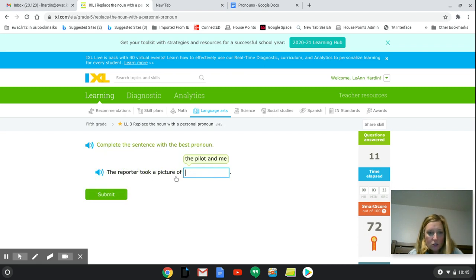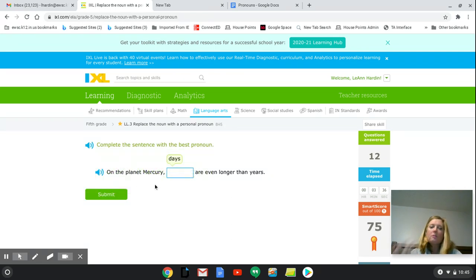The reporter took a picture of the pilot and me. So we're going to have to use us here. The reporter took a picture of us. You're included in it, but so is the pilot, right? I think as you keep doing these, it becomes a little more obvious.